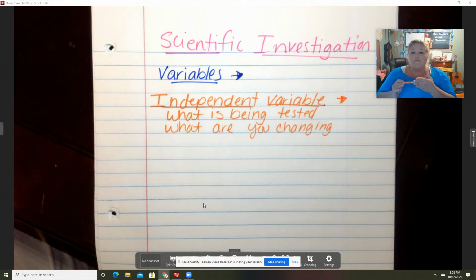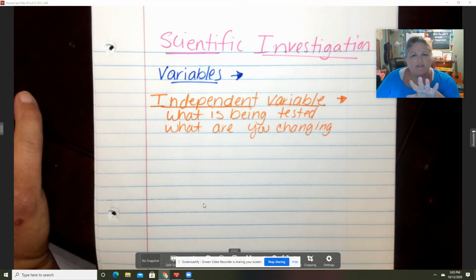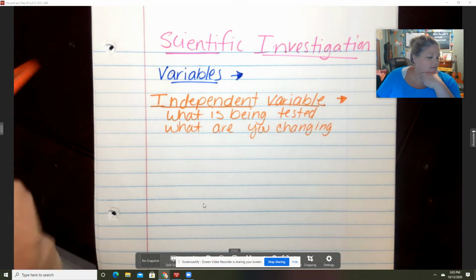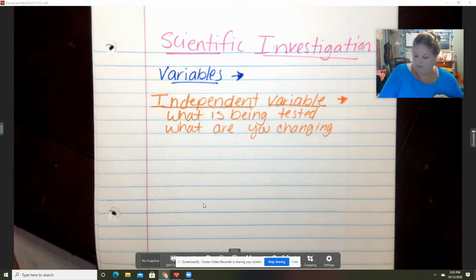So our independent variable was the pop, or the water, the solution. Water, Dr. Pepper, and Mountain Dew, those were the independent variables, okay? That is what we were changing. Everything else in the experiment stayed the same, but the independent variable was the pop. That was changing. That's what you are manipulating, because sometimes the independent variable can also be called the manipulated variable.